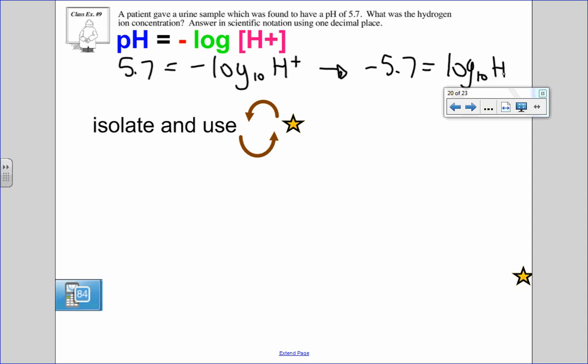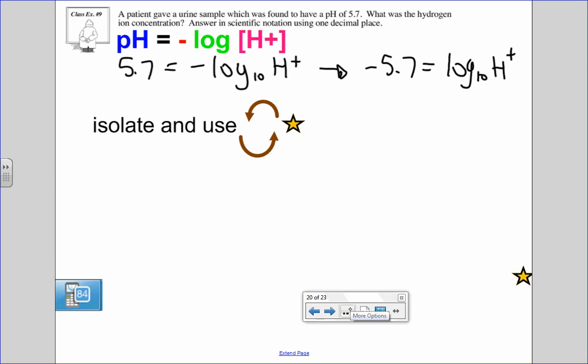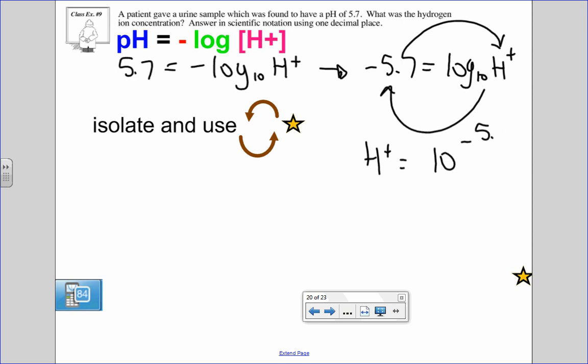Log base 10 of hydrogen. So as soon as I do that, I just use my circle of logs to put it into exponential form. So I get that hydrogen is equal to 10 to the -5.7.